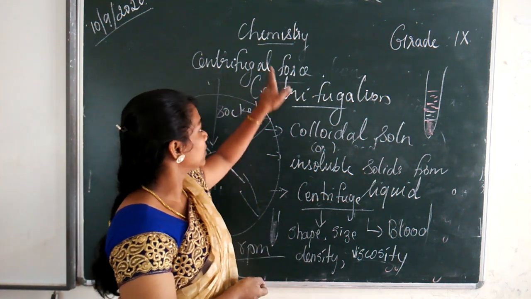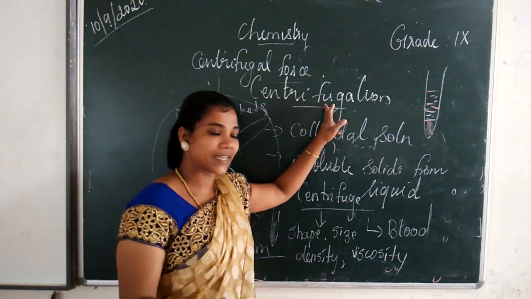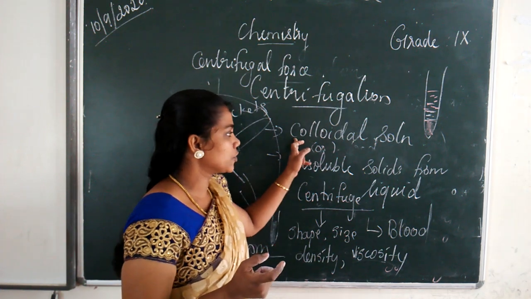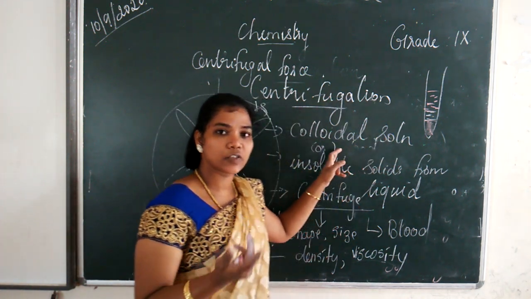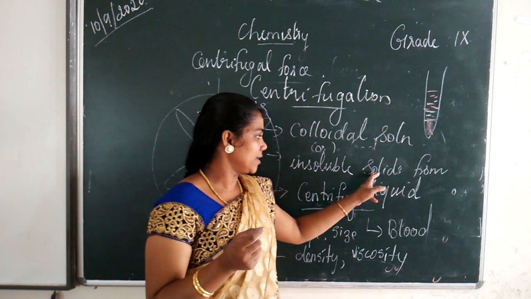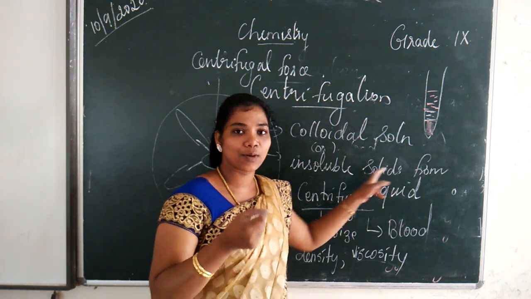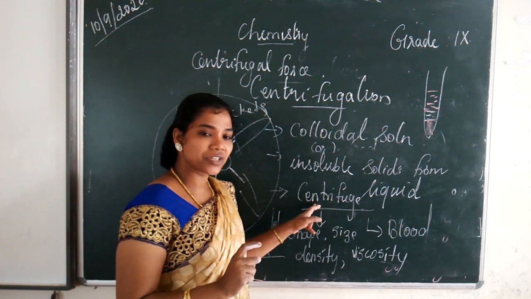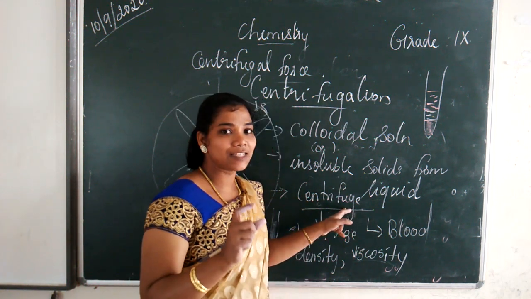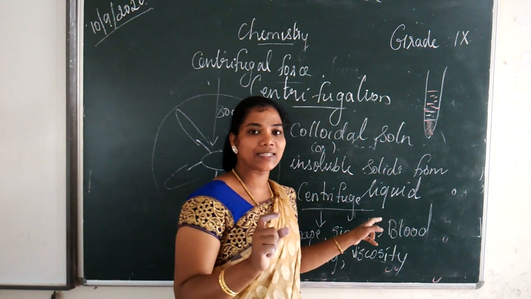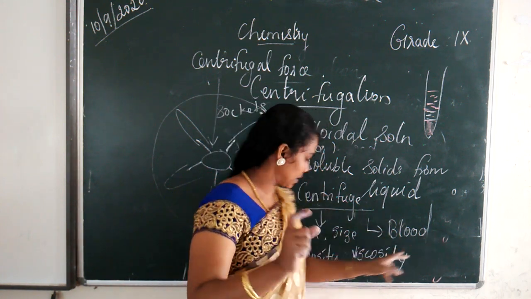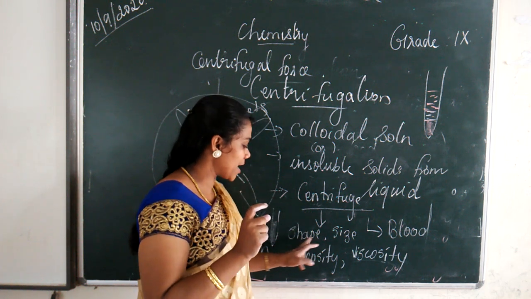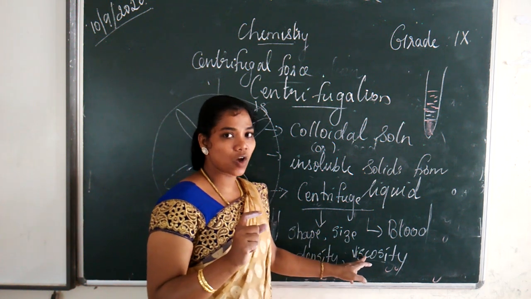Once again, the first technique we studied was solvent extraction. Now we have studied centrifugation. It is used for separating colloidal solution. Colloidal solution means insoluble solids present in the liquid that cannot be dissolved, and at the same time cannot be sedimented. So it is done with the help of the machine, the centrifuge. Commonly the centrifuge is used in the laboratory for separating components from the blood. The principle behind how they get separated is based on shape, size, density and viscosity.